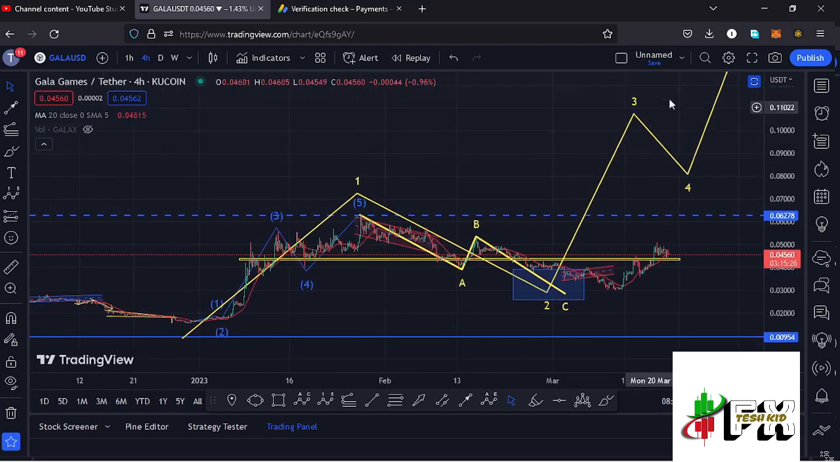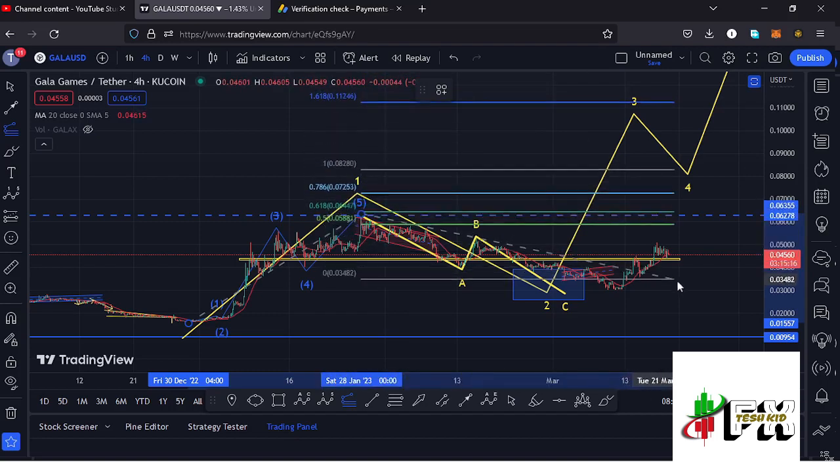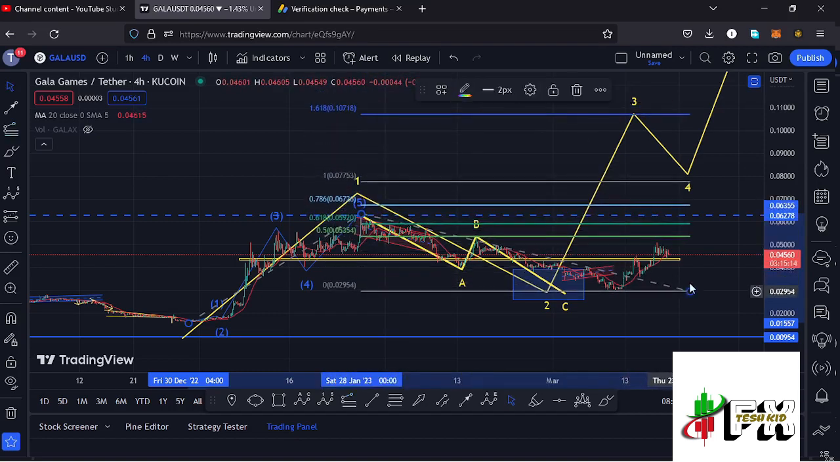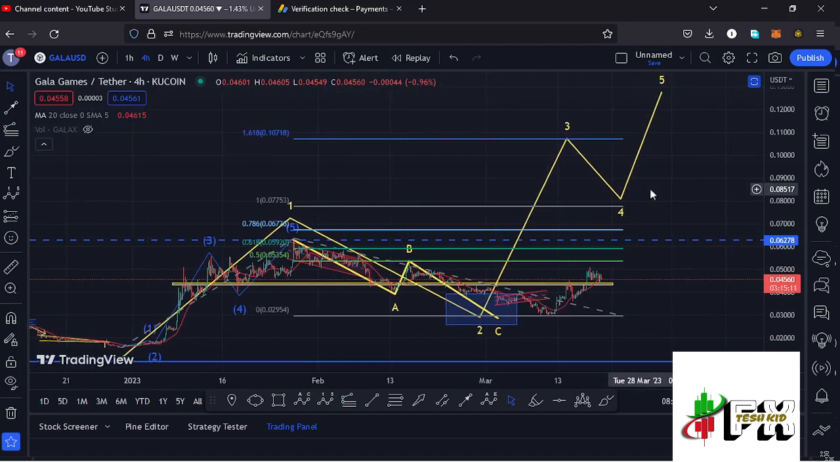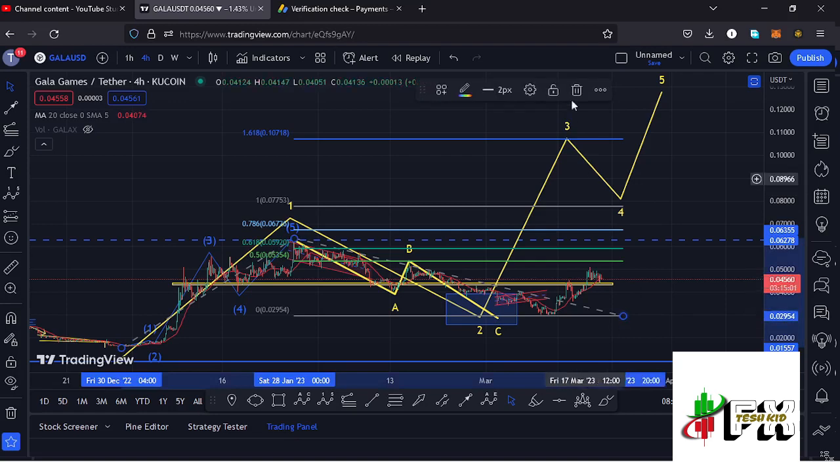And allow me to first sketch out a target area to the upper side in the formation of this wave 3, which I'm expecting here on the long-term scenarios by connecting the trend-based Fibonacci from the low of the first wave to the high of that wave 1, then dragging the Fibs to the low of the second wave, and that gives me a minimum target area to the upper side in the formation of that wave 3 at the Fib level 1.618, and that is at around the $0.10718 mark.